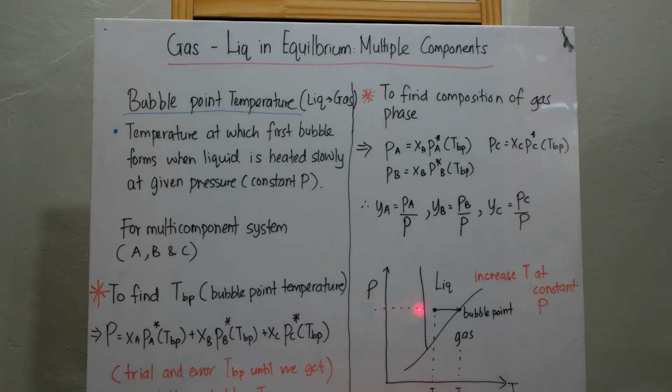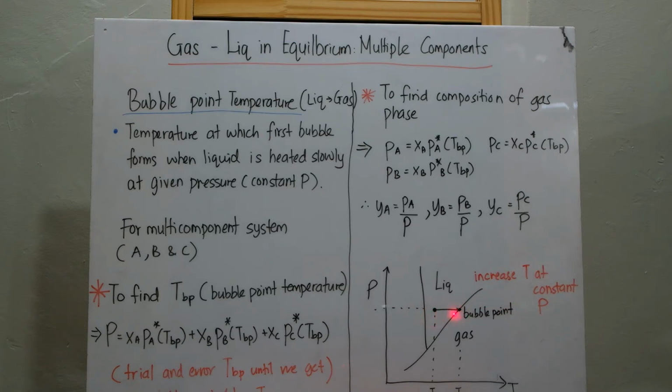The pressure is here. Let's just say it's pressure P, because we are not going to change the pressure. So this liquid is in liquid form. We want this liquid mixture to change into gas phase, into vapor. If we fix the pressure, in order to change this liquid to vapor, we have to increase the temperature at constant P.